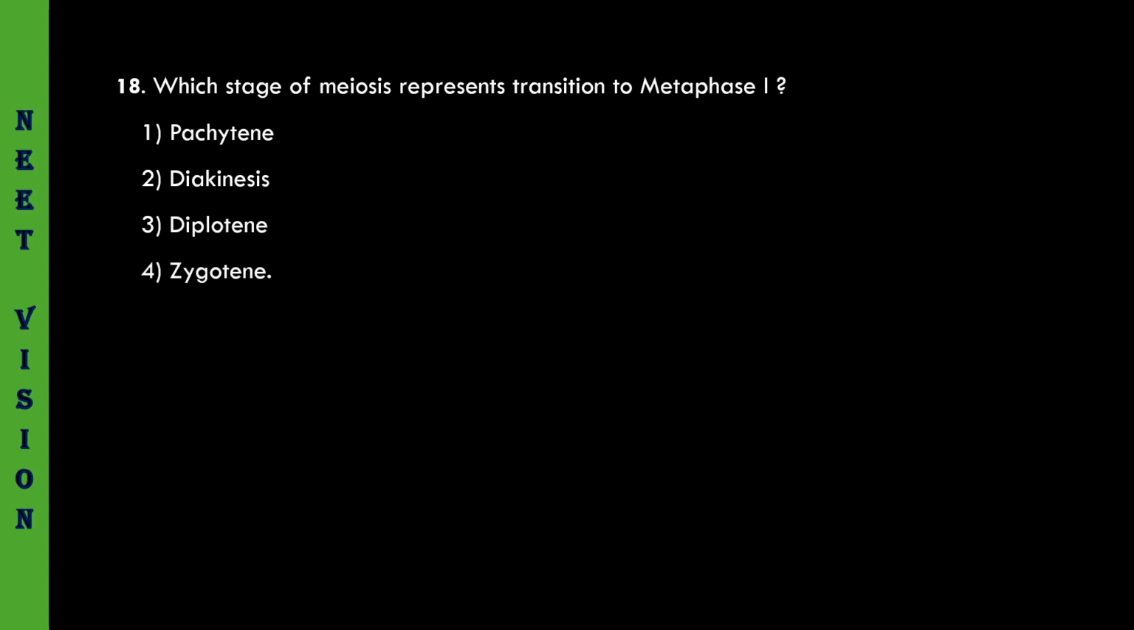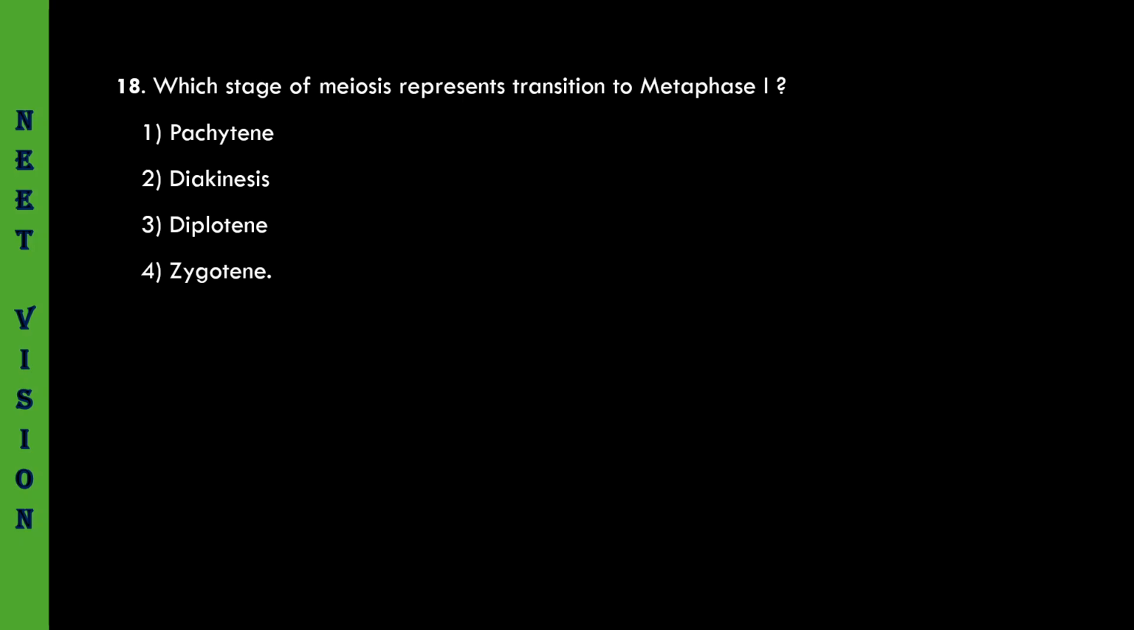Which stage of meiosis represents transition to metaphase 1? It must be one of the stages of prophase 1. After prophase 1 only comes metaphase 1. The last one is diakinesis. So the last one in prophase 1 is diakinesis. It must be the answer.